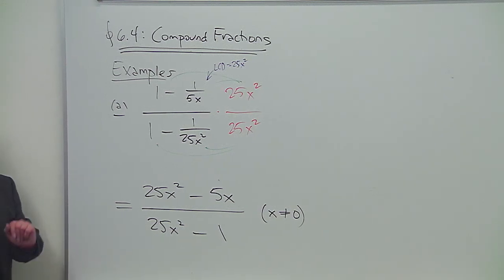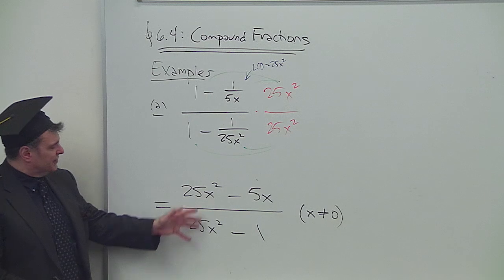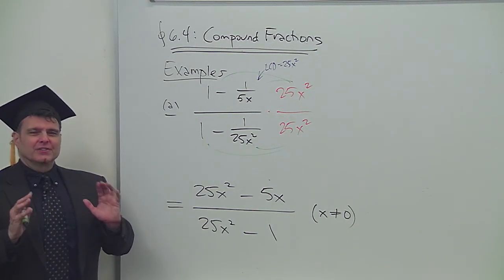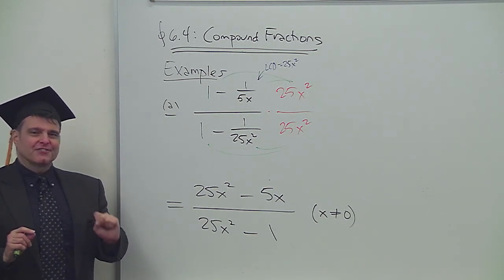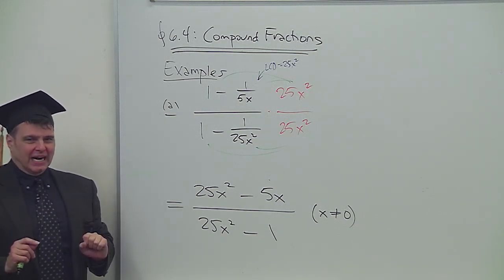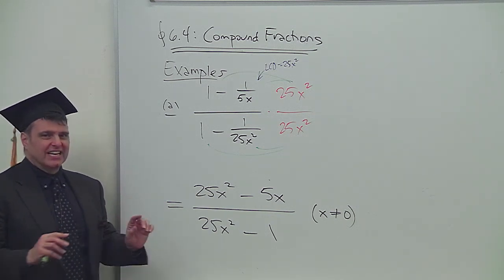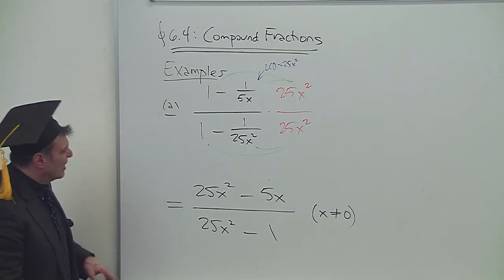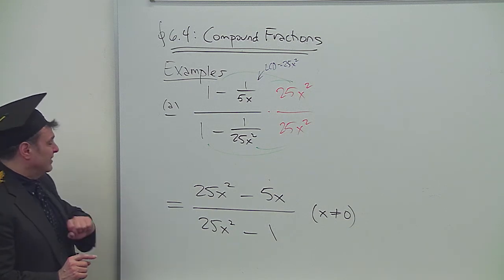Now, I'm sure that a few of you are now tempted to just cancel the 25x squareds here. Don't do that. We only ever cancel factors of the entire numerator with identical factors of the entire denominator. We do not reduce fractions in bits and pieces. Never. Just please, don't do it. What we do is we look for opportunities to reduce, and that means we have to factor.